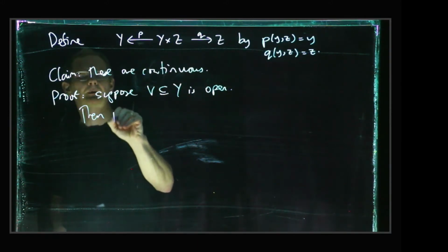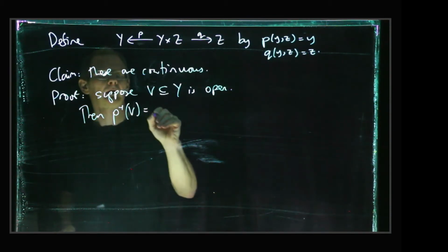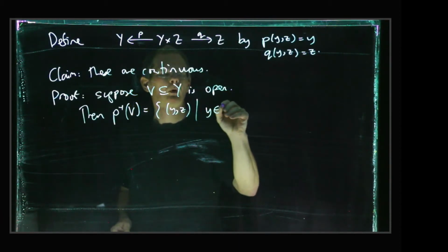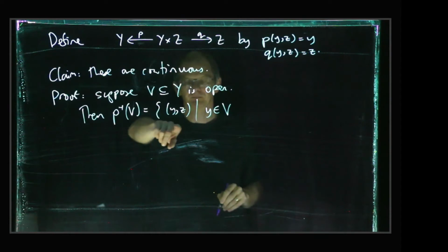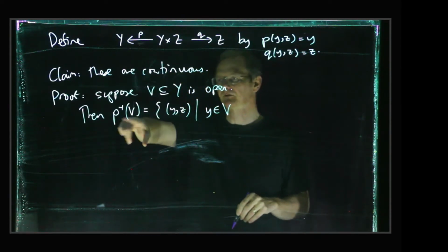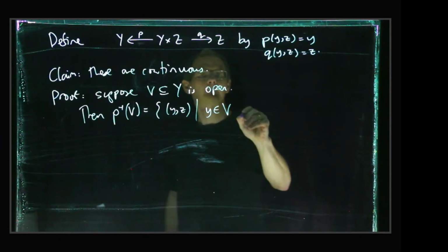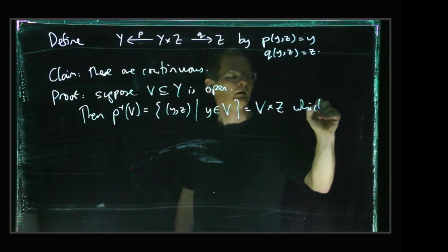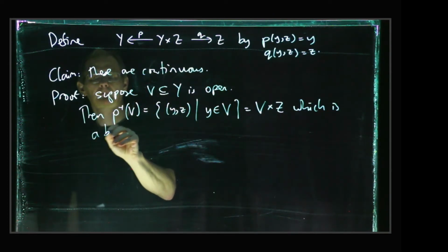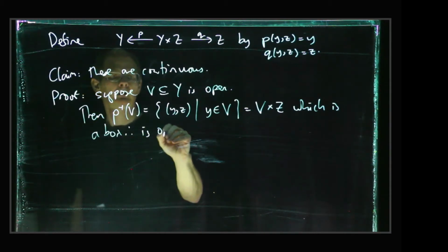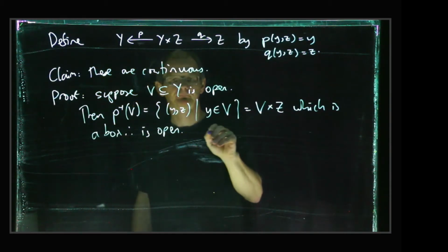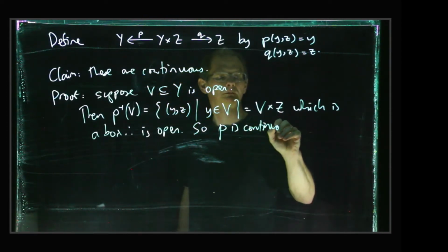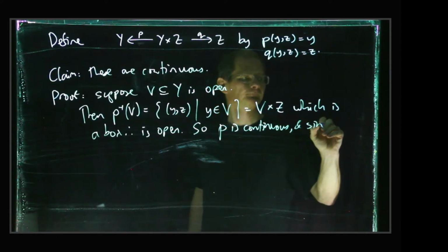Well, then what is P inverse V? That's the set of pairs YZ with Y in V, because it's the same pairs where P of YZ lies in V, but P of YZ is just Y. And that's just the same as V cross Z. And that's a box. So that means P is continuous, and similarly Q.